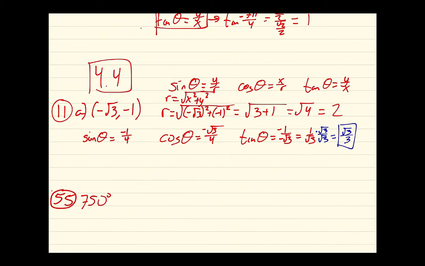And those are our 3 trig values. Oh, sorry, I'm jumping around. So tangent equals root 3 over 3. The cosine is negative root 3 over 4. The sine is negative 1 over 4.